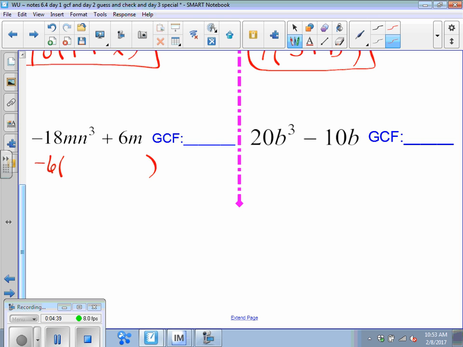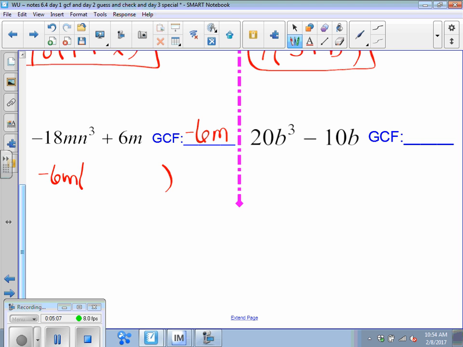Oh, I'm not done. Whoops, sorry. Negative 6. Then you look at your variables. Do they both have an m? Yes, so m is going to be in it. And what's my smallest exponent? M to the first power. Okay, so it's just m to the first power. If this was, say, m squared, it would still be m to the first power. It's your smallest one for your variable. So, negative 6m is going to go outside the parentheses.